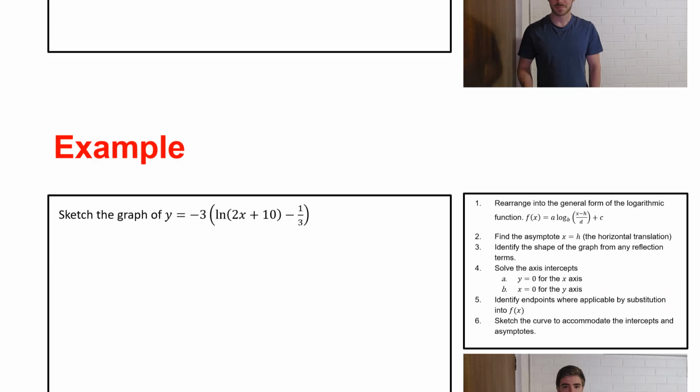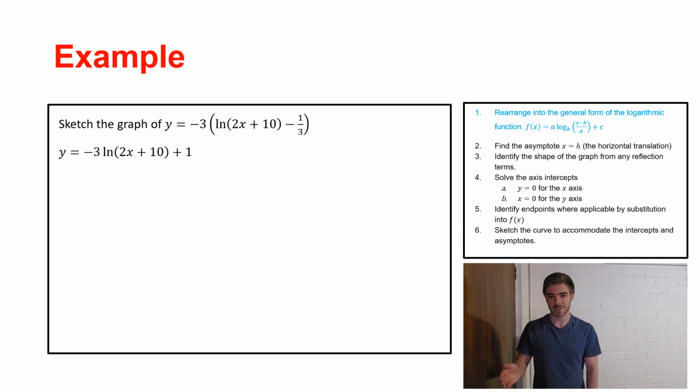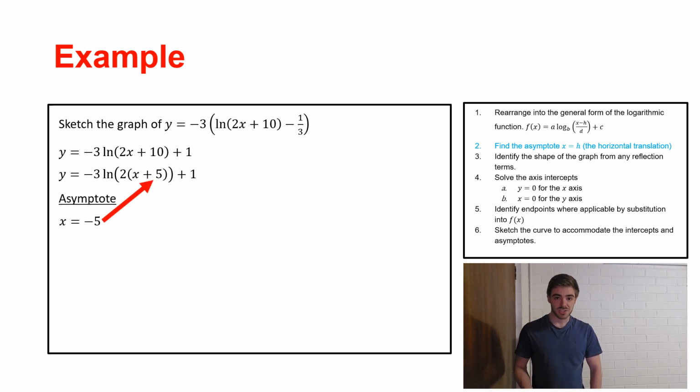Let's take a look. To begin, we just want to make sure that we're starting with the general form of our logarithm, because that will allow us to figure out where all the key features are much easier. In this case, we can start by distributing that multiplication of -3 through the brackets. We can take this a step further by factorising the common factor of 2 off of the x. Having done this, we can easily identify the location of our vertical asymptote. It's always given by the horizontal translation, which in this case means that our vertical asymptote is going to be located at x equals -5.